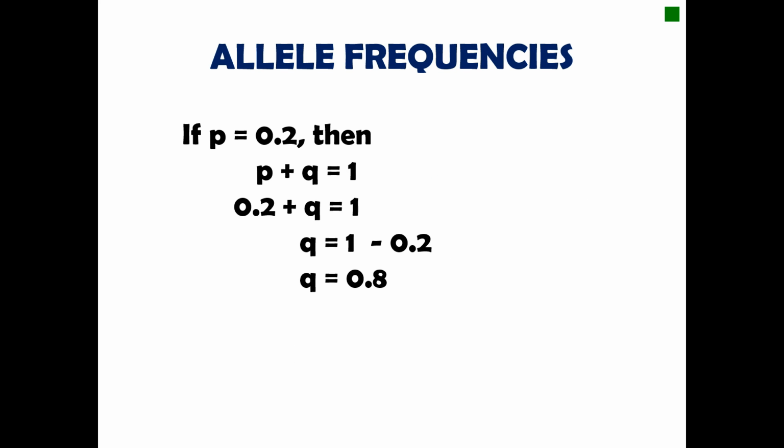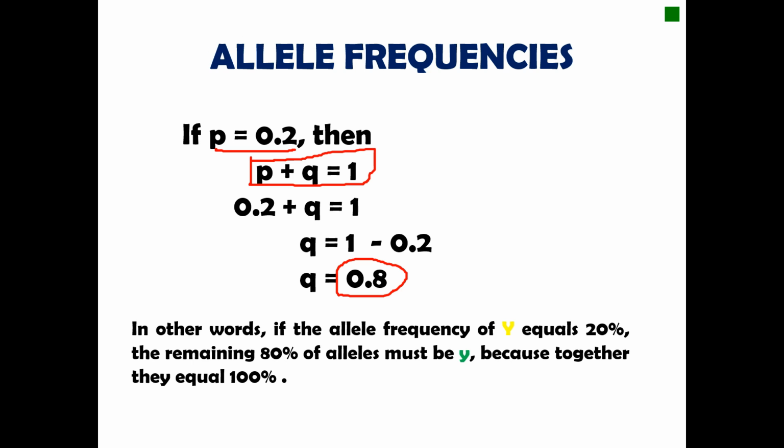Therefore, if p equals 0.2, we're going to enter this value into p plus q equals 1. So 0.2 plus q equals 1, q equals 1 minus 0.2. Finally, we get the value of q as 0.8. So in other words, if the allele frequency of dominant equals 20%, then the remaining 80% of alleles must be small y.